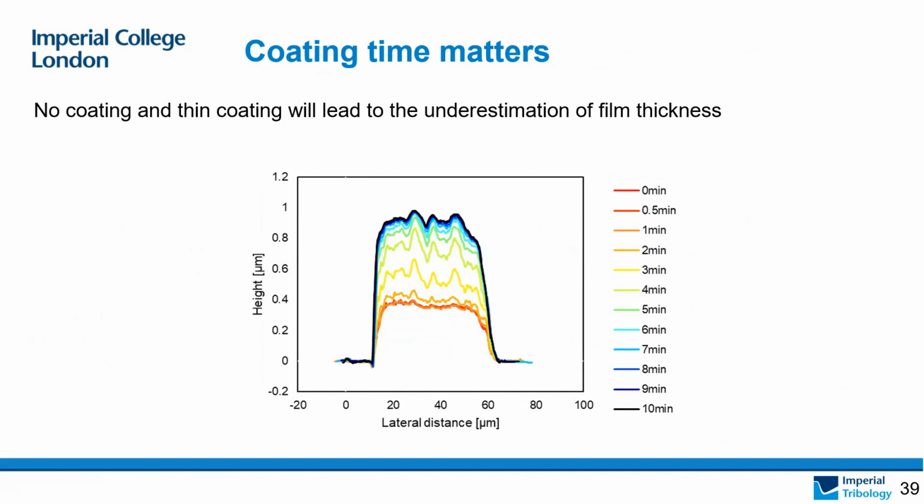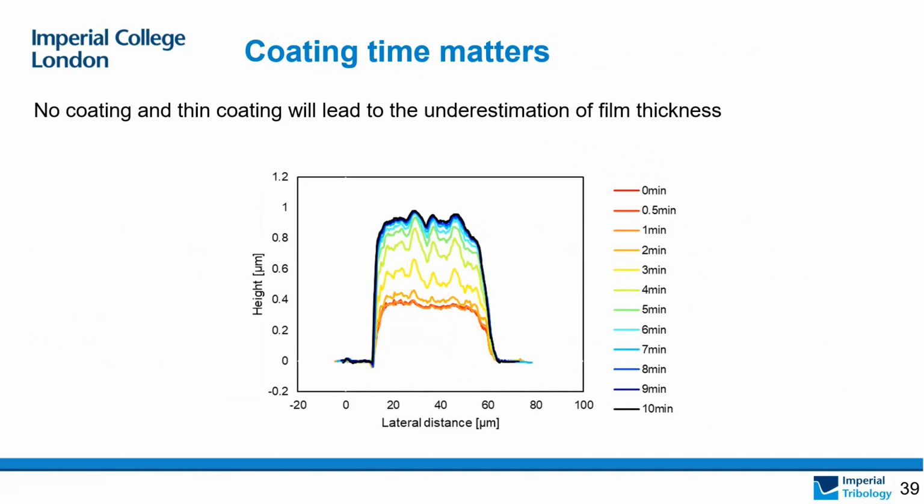And why do we code it for 10 minutes? Why not 1 minute or 20 minutes? So this graph is the line profiles for different coding time. The thickness increases as the time increases. And as we can see, film needs 10 minutes of coding time to become fully opaque. And that's why you see a stabilized profile. And that's why we choose 10 minutes.